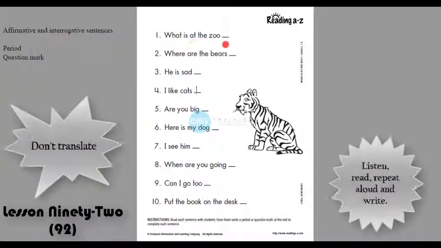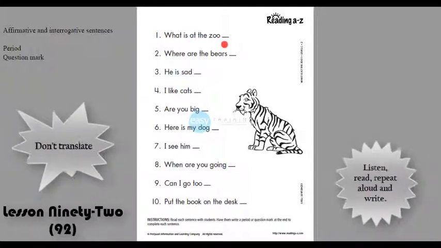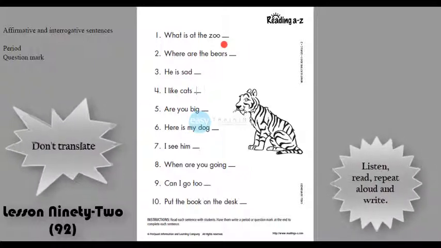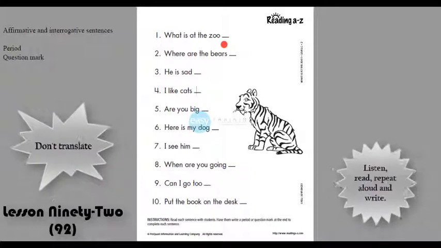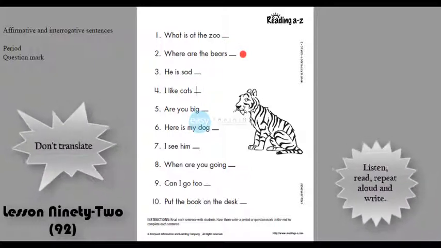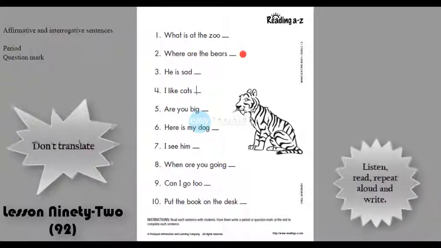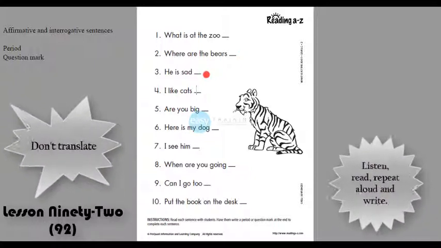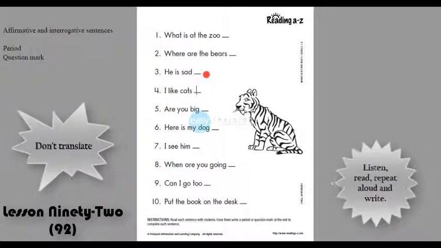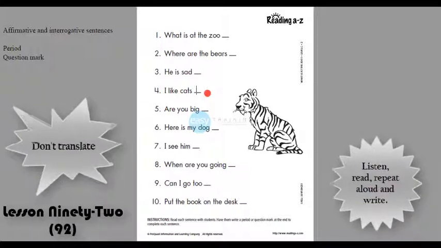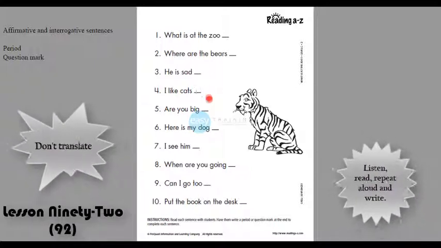What is at the zoo? Is it affirmative or interrogative? Number 2, what are the bears? Is it interrogative or affirmative? Number 3, he is sad. Affirmative or interrogative? Number 4, I like cats. Affirmative or interrogative? Are you big? Affirmative or interrogative?